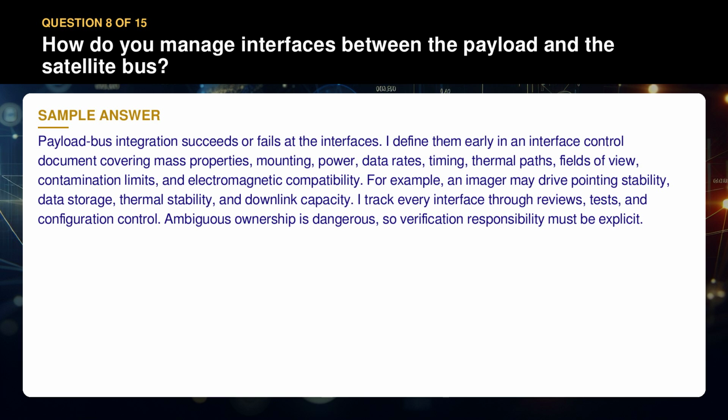For example, an imager may drive pointing stability, data storage, thermal stability, and downlink capacity. I track every interface through reviews, tests, and configuration control. Ambiguous ownership is dangerous, so verification responsibility must be explicit.